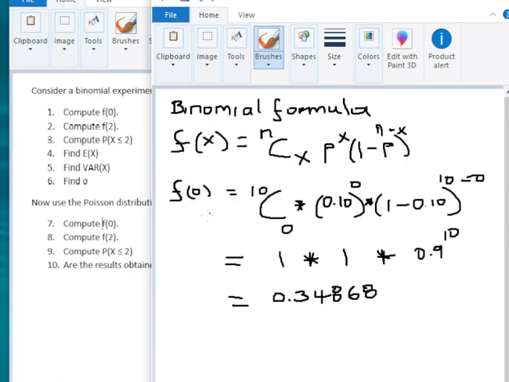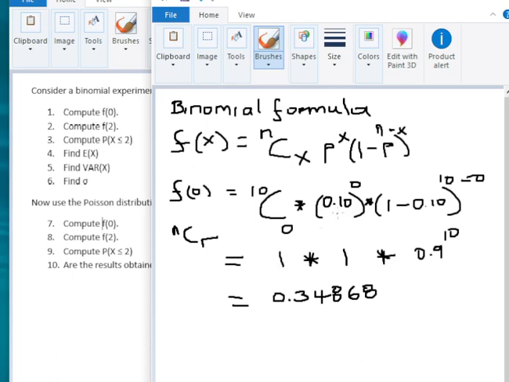So f of 0 is equal to 10c0, and this c means the combination. You're going to do this combination on your calculator, and then you can see that 10c0 is 1. Again, the way to do that on your calculator is to use the function called ncr to find it, and you should be getting 1.